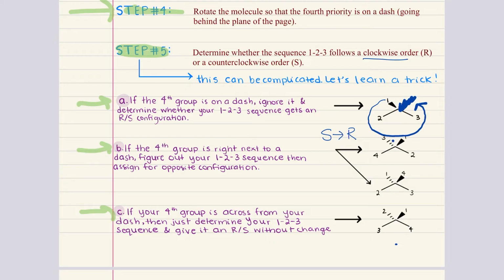The other scenario is when your fourth group is near a dash but not on it. In this case, you can go ahead and ignore the fourth group, figure out your direction from 1 to 2 to 3, and then give it the opposite assignment. And then the final scenario is when your fourth group is across the dash. All right, it's opposite the dash. In this case, go ahead and ignore the fourth group, figure out your 1 to 2 to 3 direction, and just assign it R or S based off of that direction without any changes.